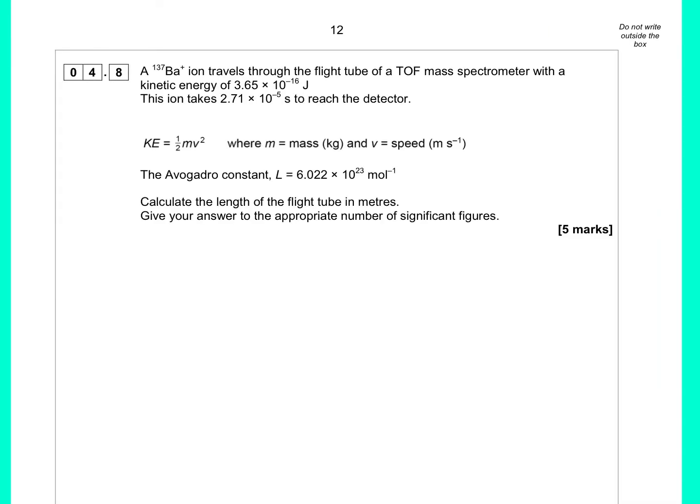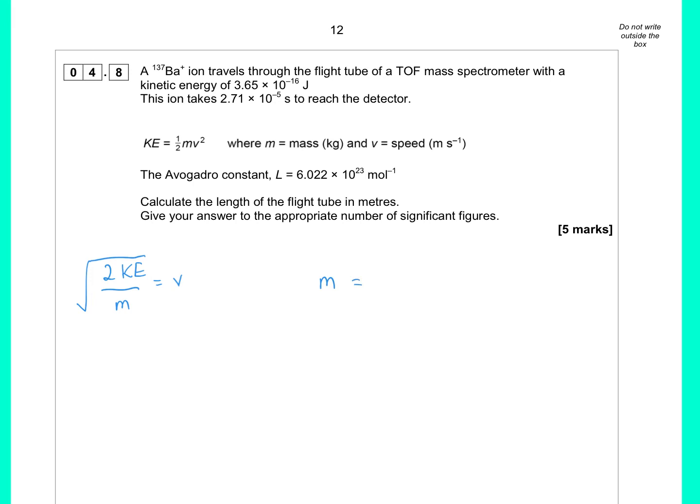So next we've got a time of flight calculation for the mass spectrometer, where we have to rearrange KE equals half mv squared. So first job, if we're asked to calculate the length of the tube, we must need to work out the velocity. So if we rearrange to give us the square root of 2KE over m is equal to v.